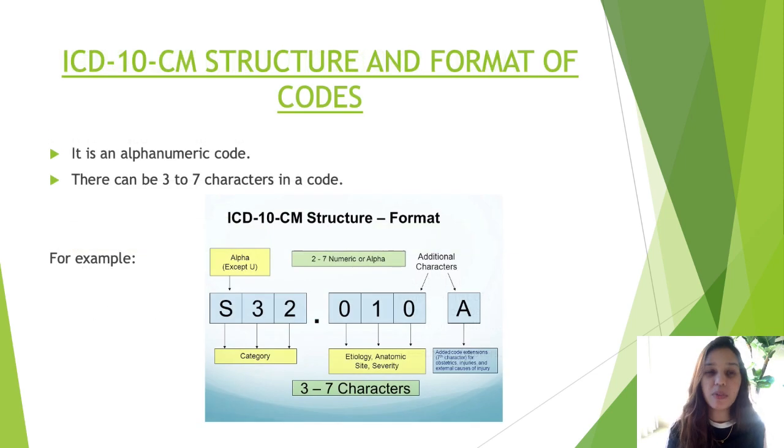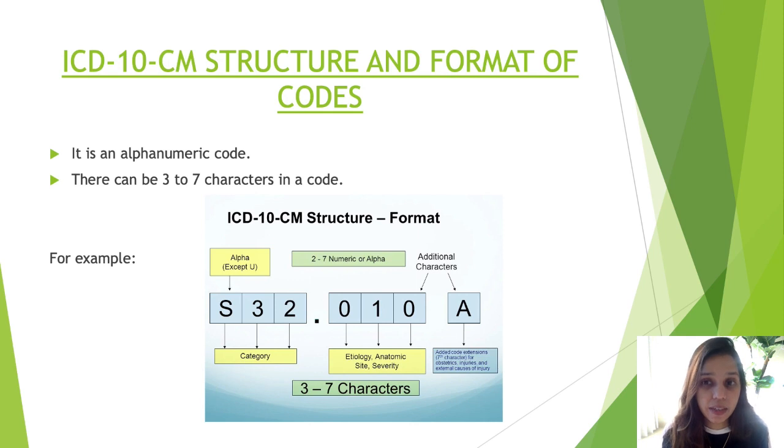Now we will be discussing the structure and format of the code. Basically the ICD-10-CM codes are alphanumeric codes, that means they contain alphabets as well as numbers. There can be 3 to 7 characters in a code. Let's take an example. You can see the first character of a code will always be an alphabet. The first 3 characters of the code, that means S, 3 and 2 over here, define the category of the code, the condition.